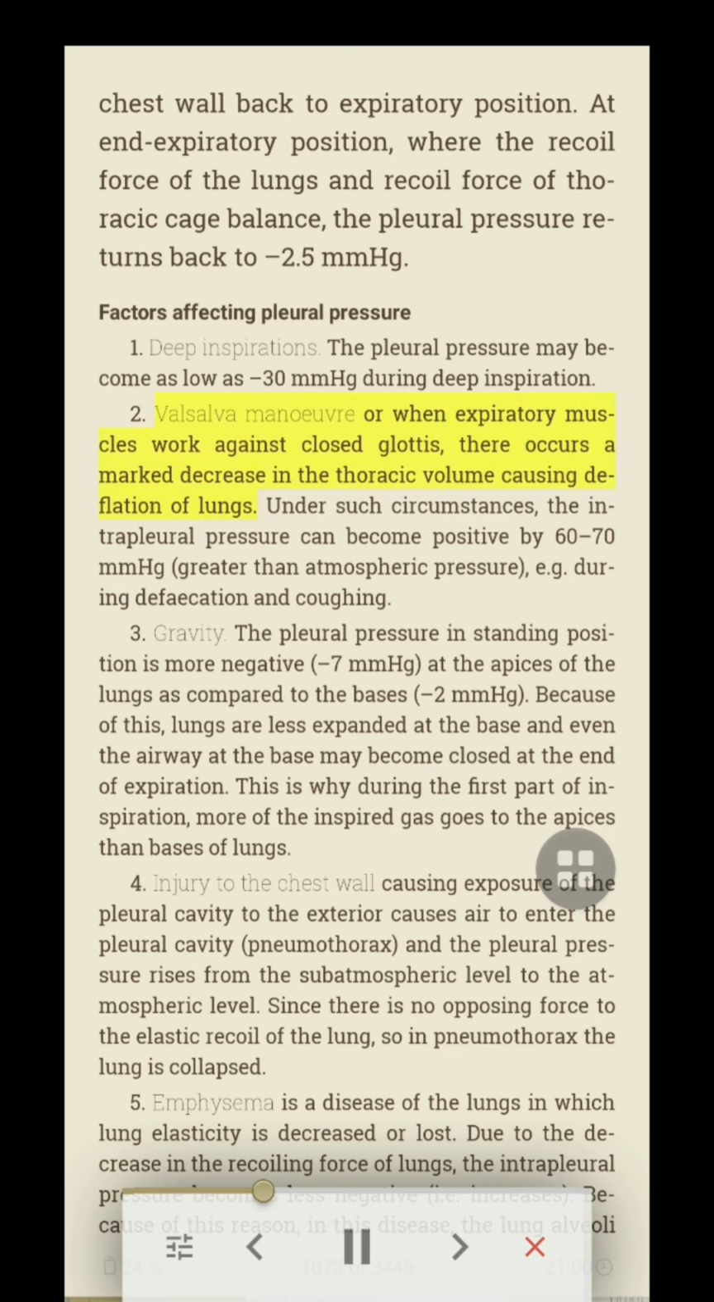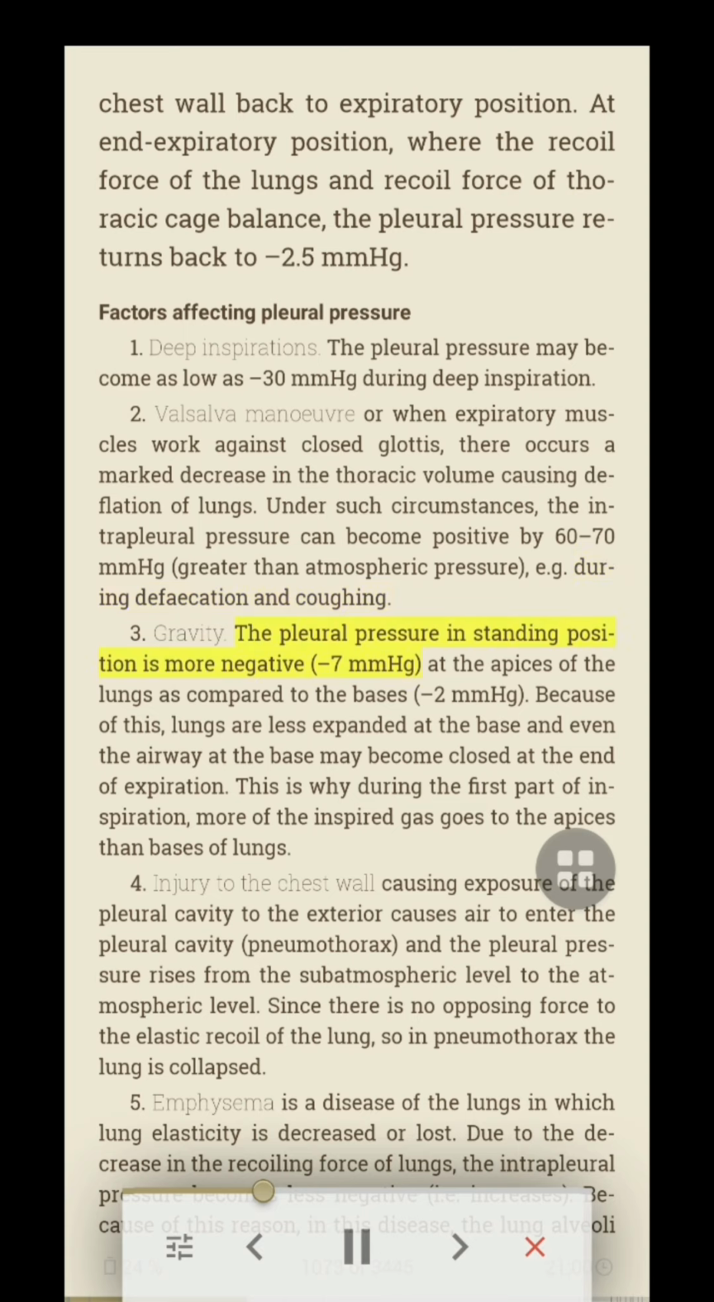2. Valsalva maneuver, or when expiratory muscles work against a closed glottis, there occurs a marked decrease in the thoracic volume causing deflation of the lungs. Under such circumstances, the intrapleural pressure can become positive by 60 to 70 mmHg, greater than atmospheric pressure, e.g. during defecation and coughing.